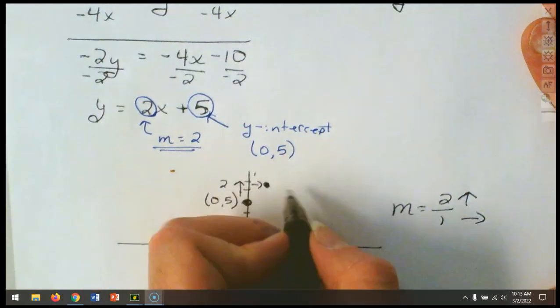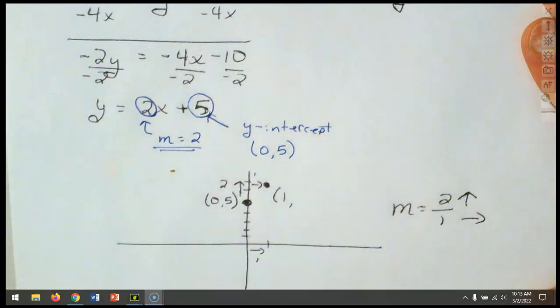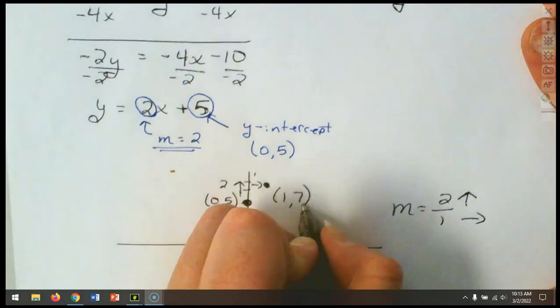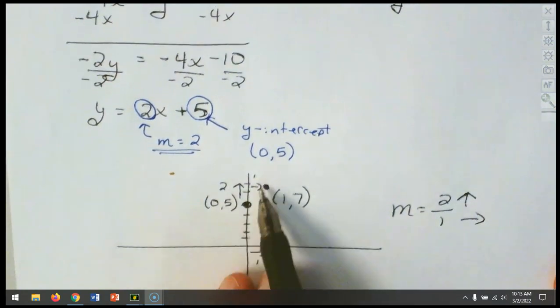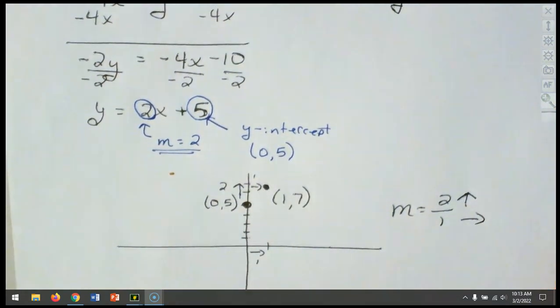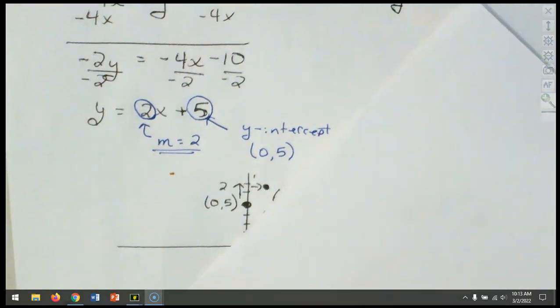If we label it, it's going to be at 1 and went up 2 units, so it's going to be at 1, 7. Again, you don't have to label these if you don't want to, but we went over 1 unit here and went up 2. Now we've got our 2 ordered pairs, and we can connect them together.